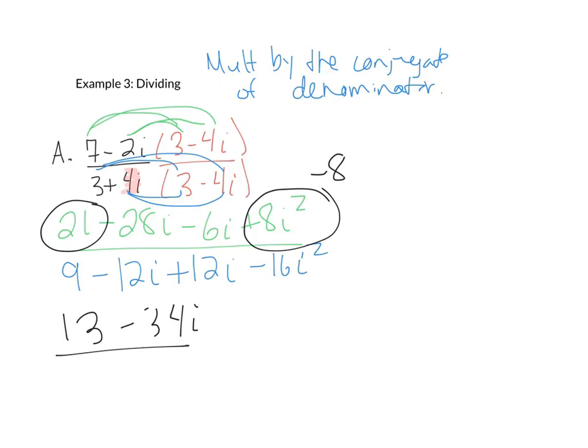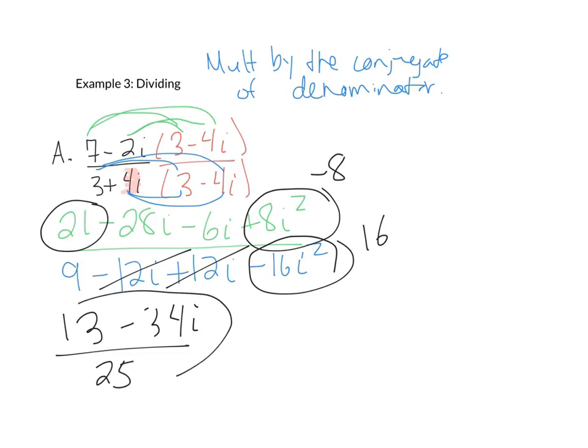Now the denominator is fun because the 12i's cancel, and then this negative 16i squared is just going to become positive 16, because remember i squared is negative 1, so negative 16 times negative 1 is positive 16. 9 plus 16, 25. That's your final answer.